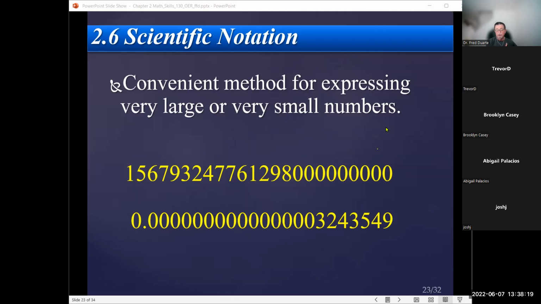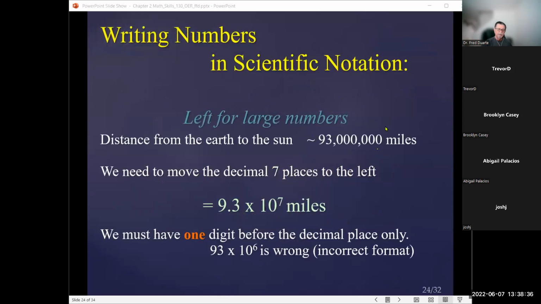Specifically, one number which is called Avogadro's number. We'll get to know Avogadro pretty well here. But his number is 6.02 times 10 to the 23rd. So take 6.02 and move that decimal point over to the right 23 times. That's how big that number is, okay?